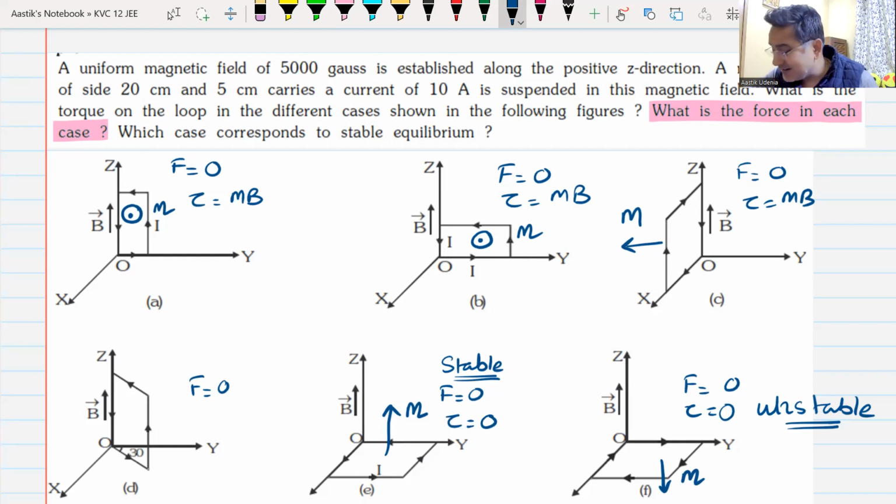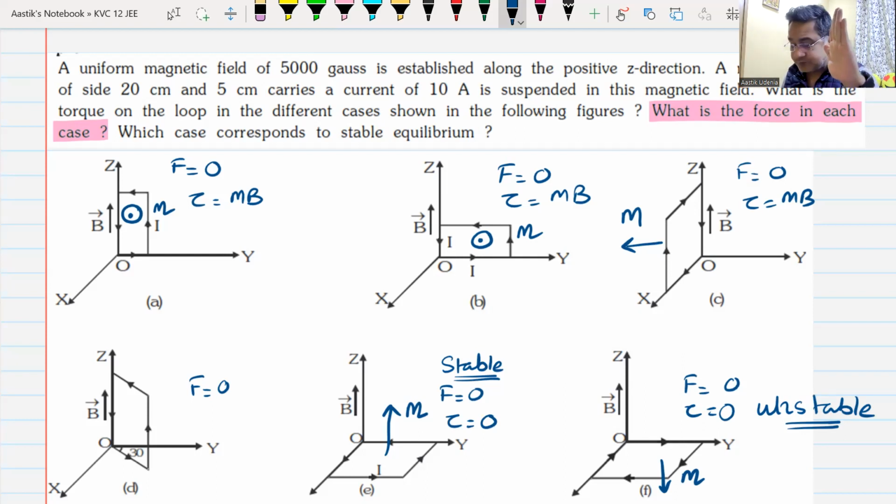The only case that remained is case number 5. Where is the magnetic dipole moment directed? The value of magnetic dipole moment is M into B. You just have to find out the angle between M and B. Now, how are you going to find out the angle? See, magnetic field is along y-axis.